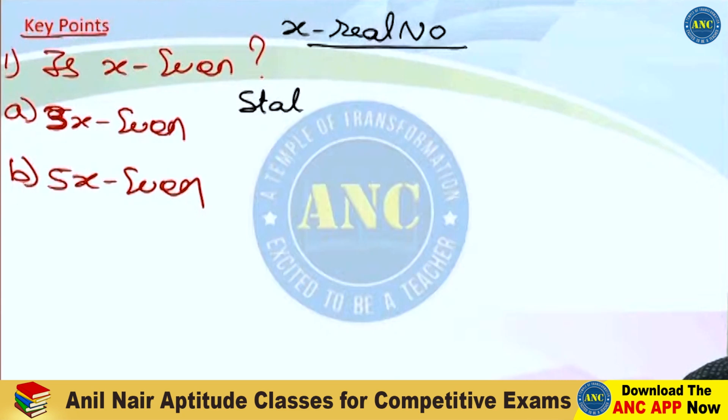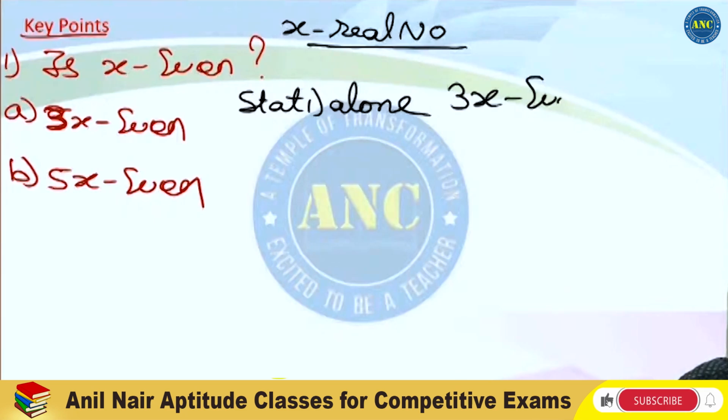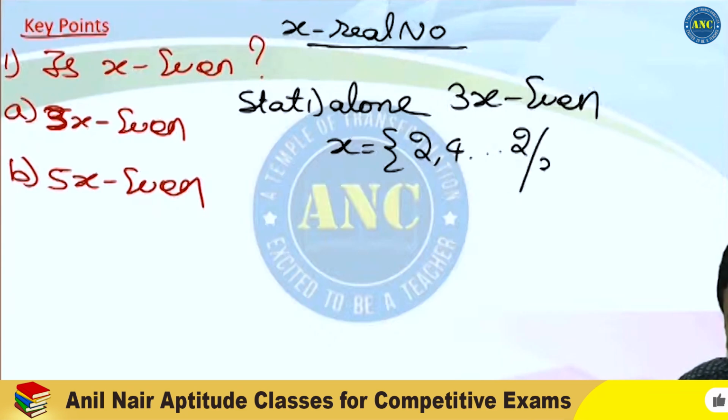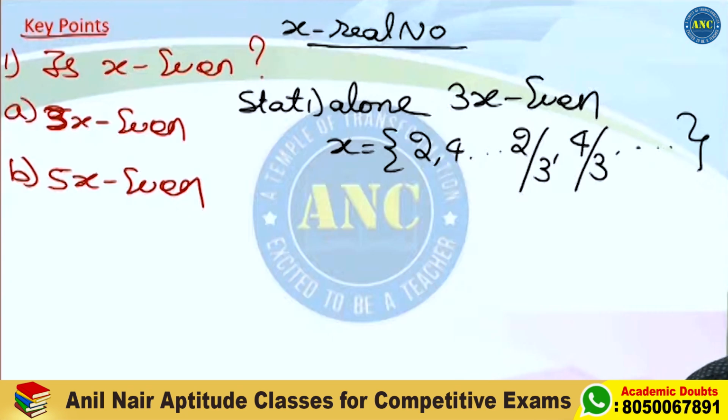Statement 1 alone: 3x is an even number. If 3x is an even number, x can be 2, x can be 4, x can be 2 by 3, x can be 4 by 3 and so on. Statement 1 is giving many answers, so statement 1 alone is not the answer.